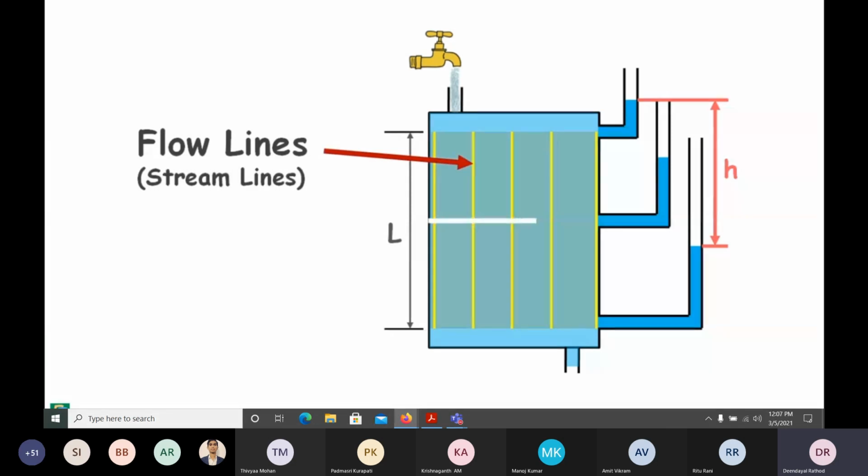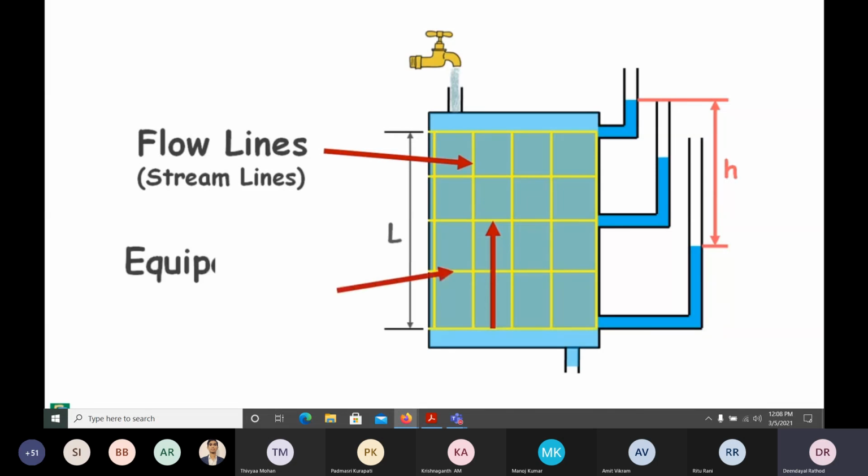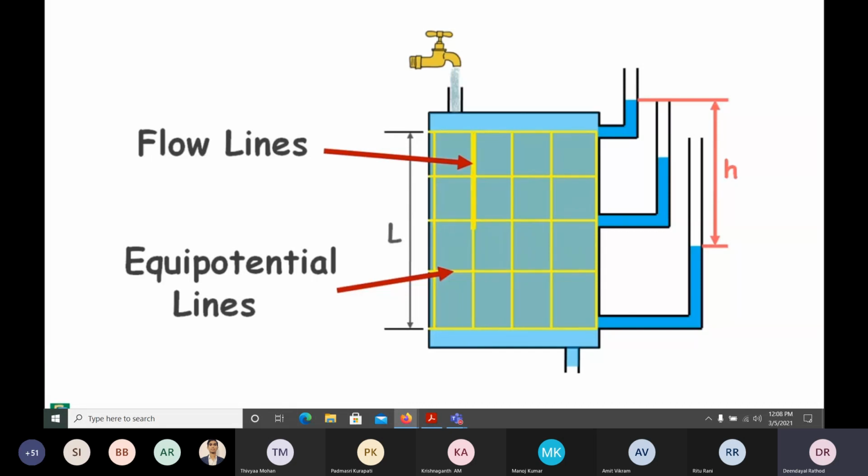Now we can observe that at this level, the total head is the same for all the points lying in this plane. So we can draw a line connecting all the points of equal head. Similarly, at different levels, such lines of equal head can be drawn. These lines are known as equipotential lines. All the points on an equipotential line have the same energy. Both of these lines, flow lines and equipotential lines, cross each other at right angles, and we say they are orthogonal to each other.